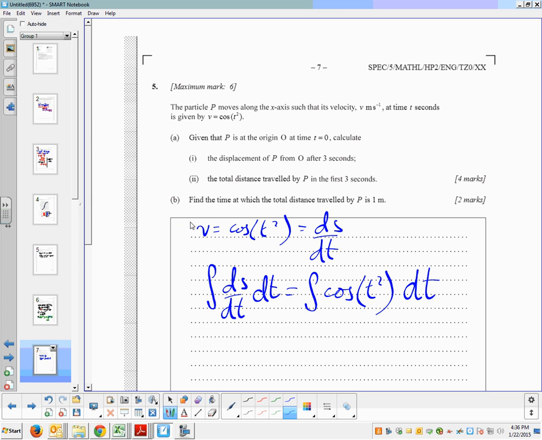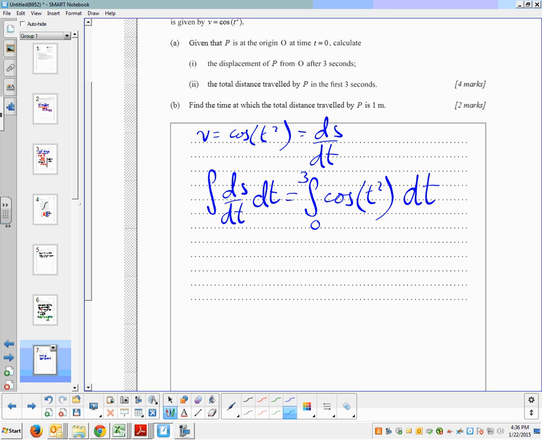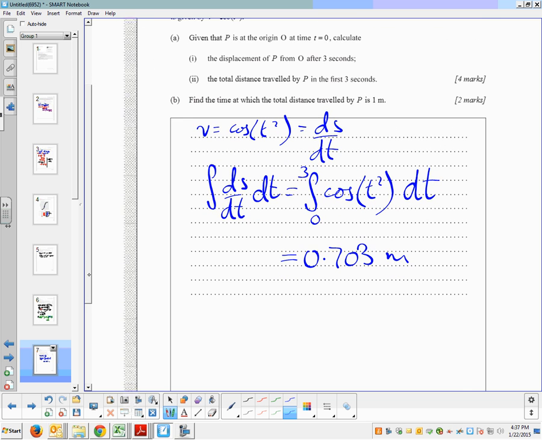And I'm running from, after 3 seconds, so 0 to 3. Now that's not something you can evaluate by hand. Cos of t squared is the calculator paper, you're not expected to. Stick it in your calculator, you get the answer 0.703 meters. And then part 2 is the total distance travelled by P in the first 3 seconds.